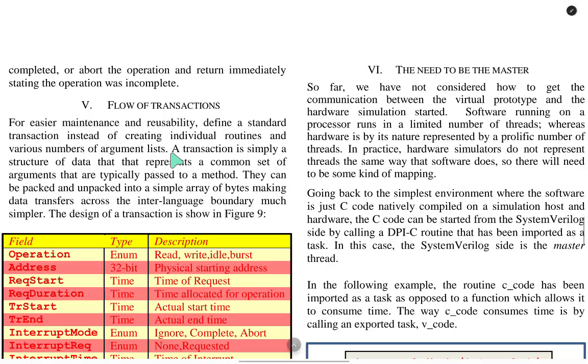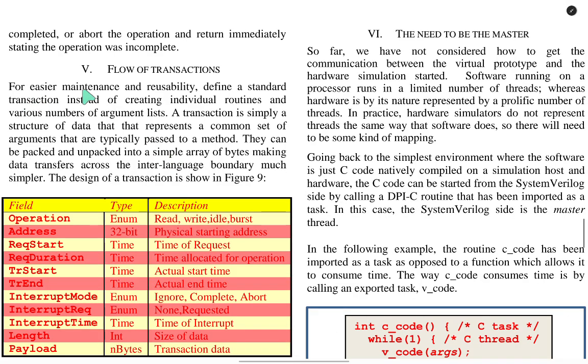Chapter 5, flows of transactions. For easier maintenance and reusability, define a standard transaction instead of creating individual routines with various numbers of argument lists. A transaction is simply a structure of data that represents a common set of arguments that are typically passed to the model method. They can be packed or unpacked into a single array of bytes, making data transfers across the inter-language boundary much simpler.